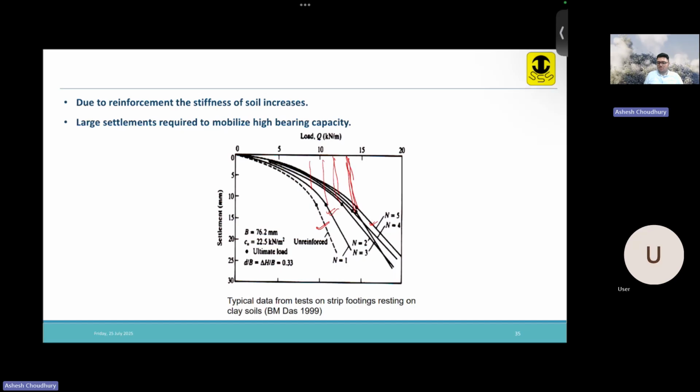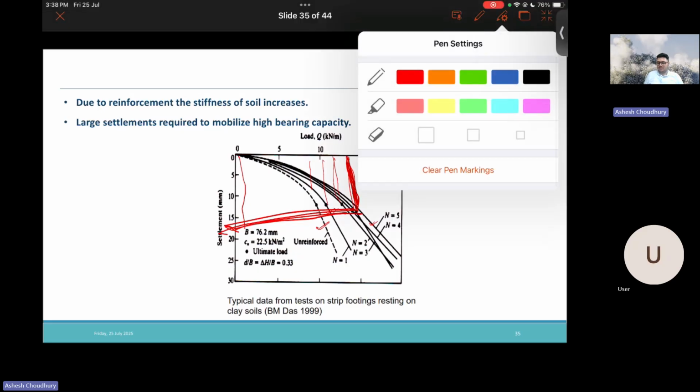But now to get this high bearing pressure, high bearing capacity, high load carrying capacity, a higher strain has to be mobilized. Means at higher settlement, we are getting this. So at higher strain levels, large settlements are required to mobilize this high bearing capacity.